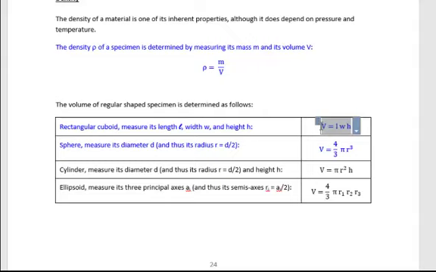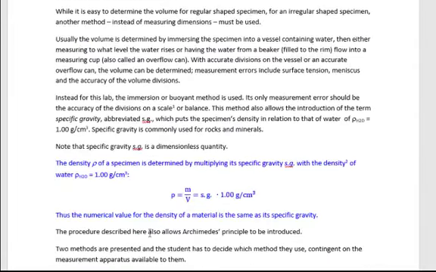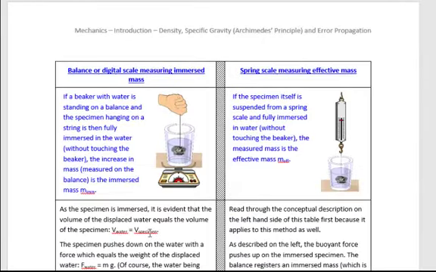volume equals length times width times height. One of them will be a sphere, so you need this equation here for the lead sphere that you will see. And I don't think there is a cylinder or an ellipsoid, so you have to go back to these two equations at some point. Alright, I'm going to go past this one here.